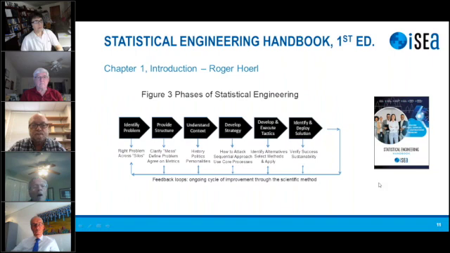Next, please. So these are the phases of typical statistical engineering applications. Importantly, there's not 6 easy steps to solving large, complex, unstructured problems. These problems are messy. There's a lot of feedback loops, but these are typical phases and provide a framework for how to think about attacking these problems.